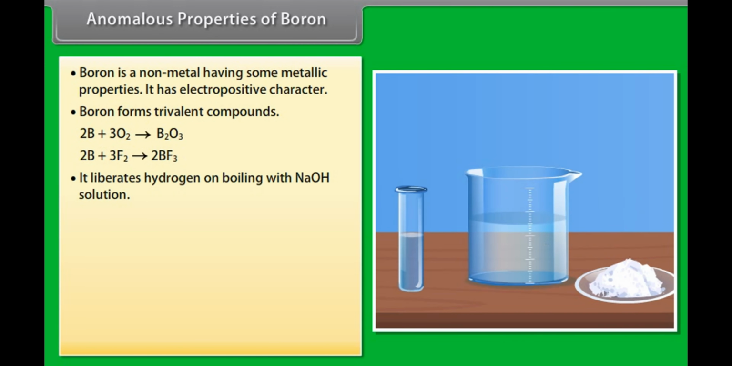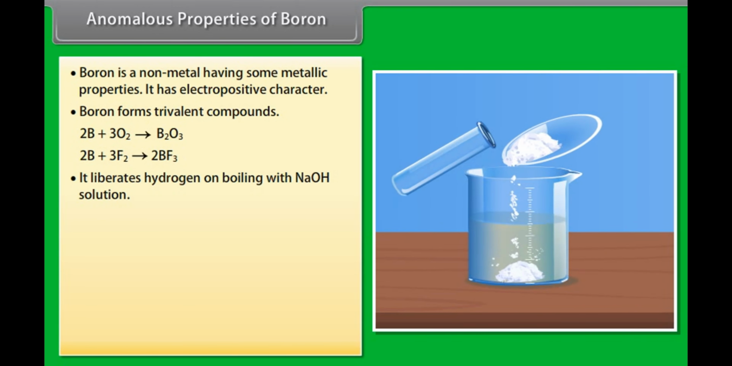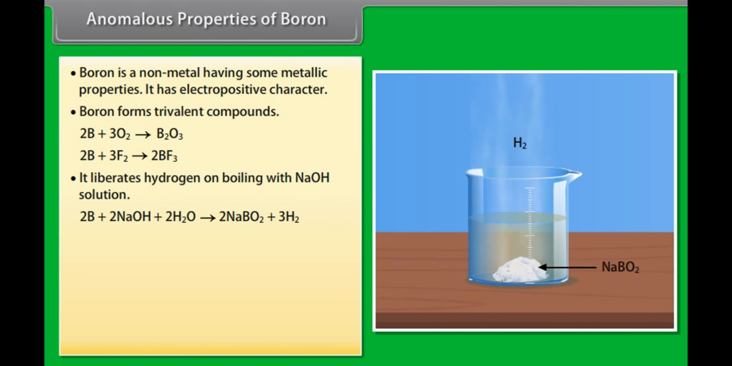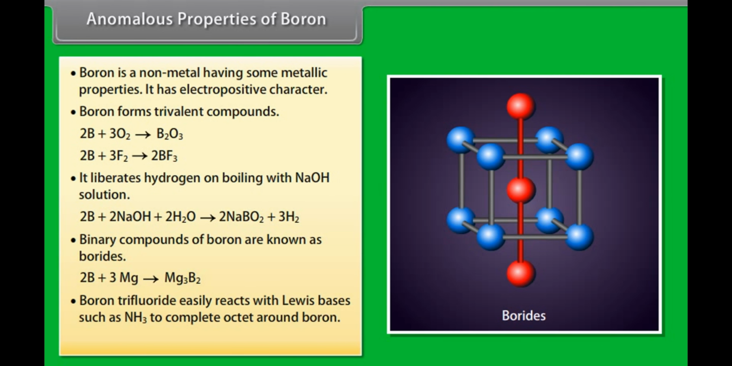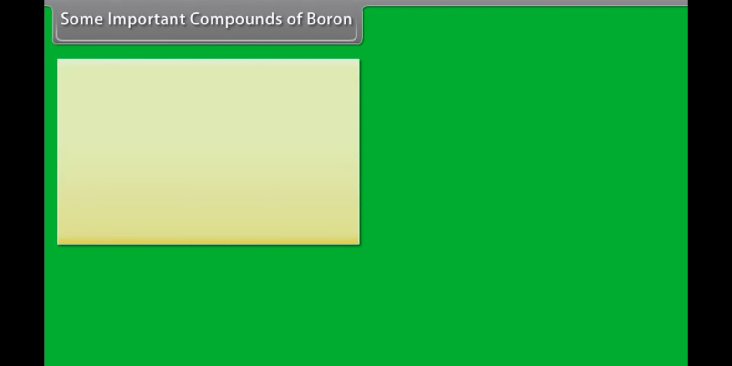It liberates hydrogen on boiling with NaOH solution. Binary compounds of boron are known as borides. Boron trifluoride easily reacts with Lewis bases such as NH3 to complete the octet around boron. Some important compounds of boron.